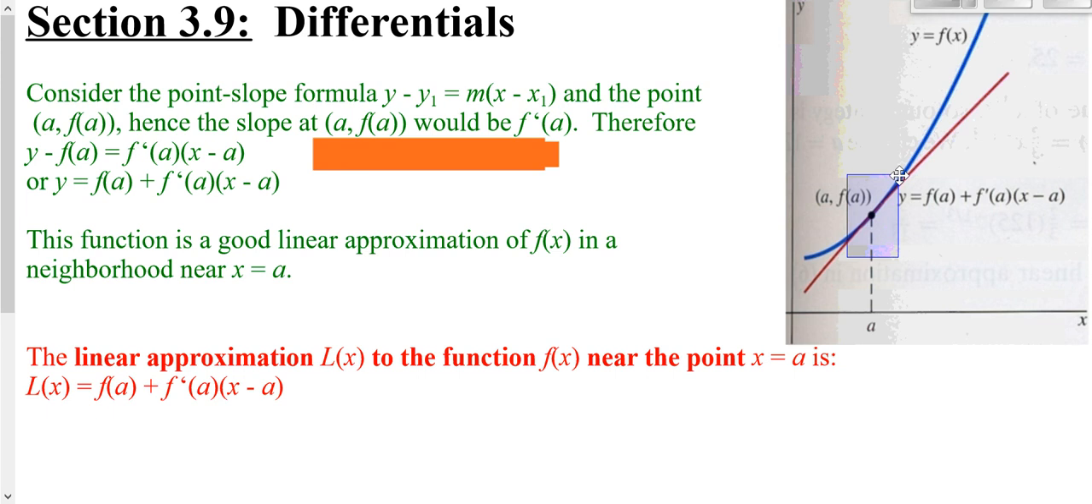It's a good approximation, and sometimes a good approximation is a lot easier to deal with than finding the actual values. Notice when you get farther away from A, your tangent line is not a good approximation. So your tangent line is only a good approximation when you are close to the value of A.